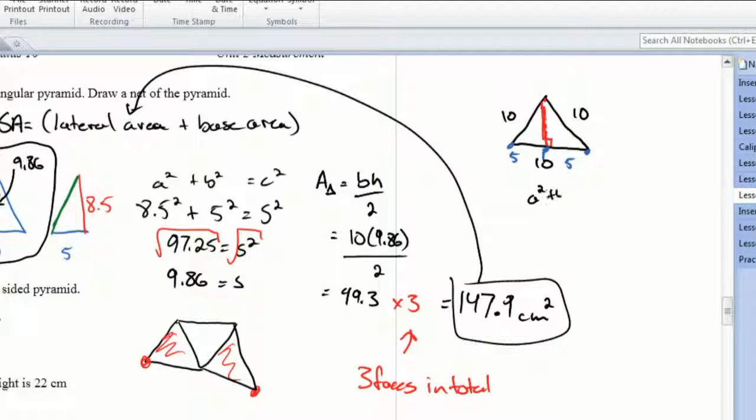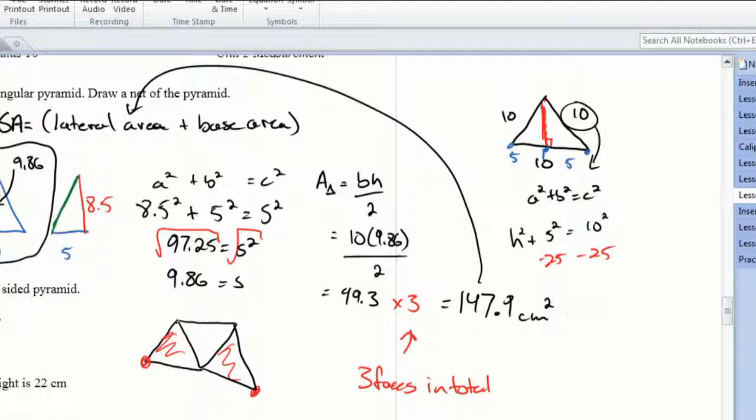A squared plus b squared is c squared. In this case, 10 is the longest, so I'm going to put it in for c. So I'm going to get 10 squared. The base is 5 squared. And then I don't know what my height is, so I'll call that h squared. So I'm going to get 25 here. I'm going to subtract that 25 from both sides. And I'm going to end up with h squared is equal to 100 minus 25, which is 75.